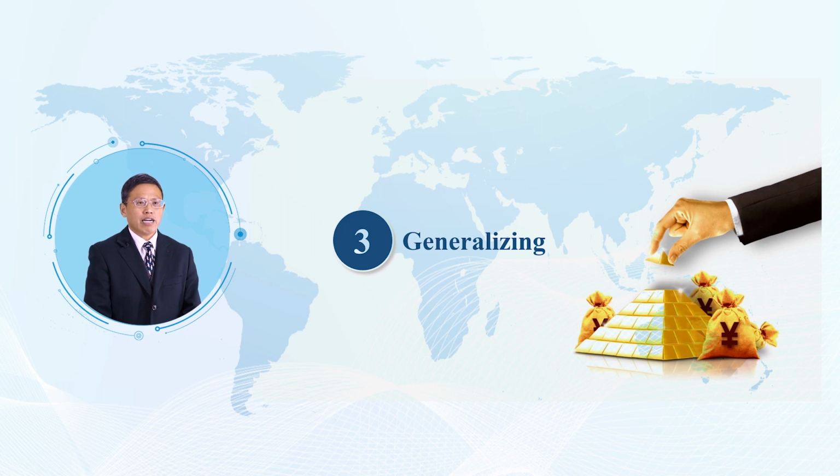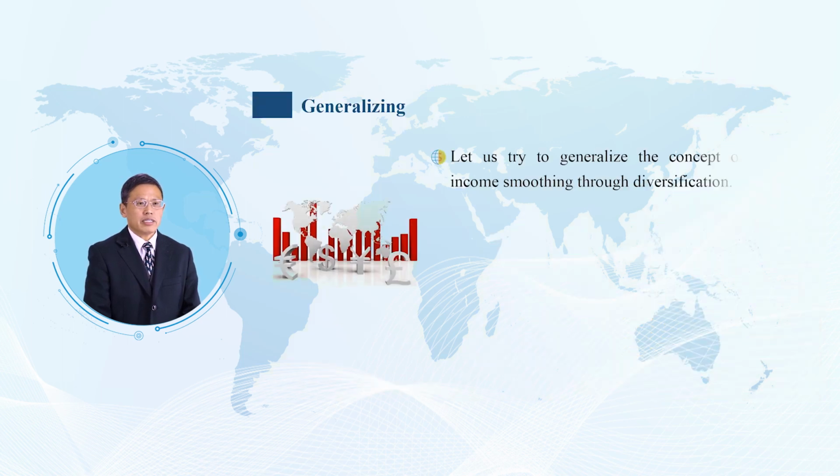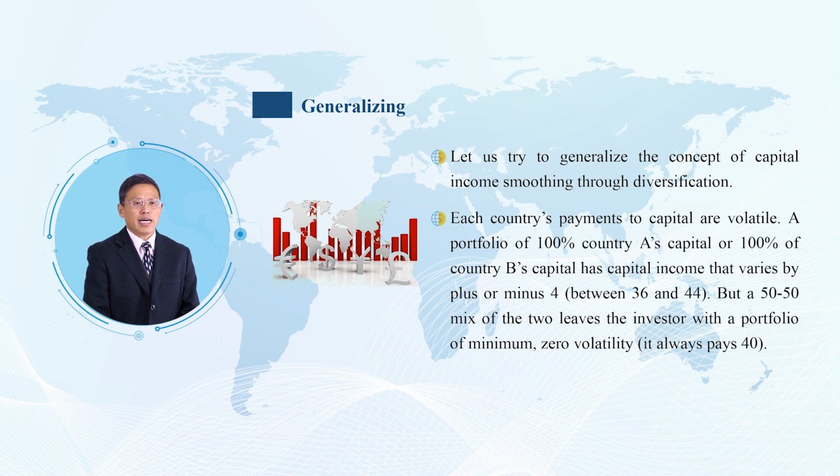3. Generalizing. Let us try to generalize the concept of capital income smoothing through diversification. Each country's payments to capital are volatile. A portfolio of 100% country A's capital or 100% of country B's capital has capital income that varies by plus or minus 4, between 36 and 44, but the 50-50 mix of the two leaves the investor with a portfolio of minimum, zero, volatility.